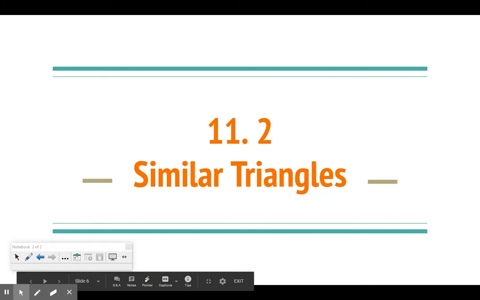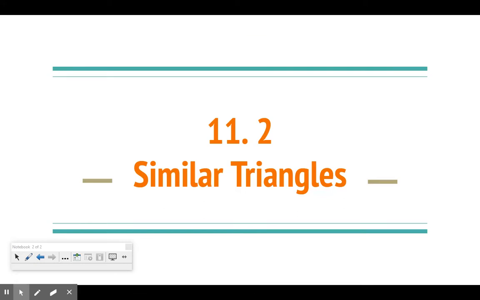All right, today we are going to talk about similar triangles. Now, you're going to find out that they are very similar, no pun intended, to congruent triangles. So if you remember back to chapter 4, we talked about congruent triangle shortcuts like side-side-side, side-angle-side, angle-side-angle, angle-angle-side. And you're going to notice that we're going to have some shortcuts here with similar triangles as well.